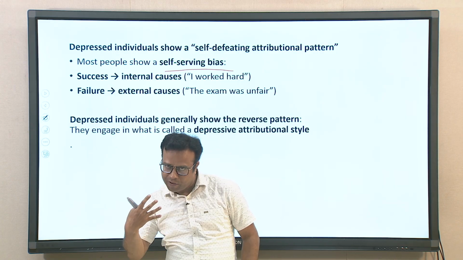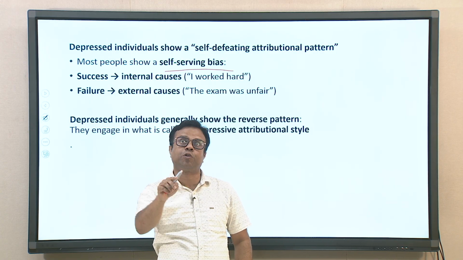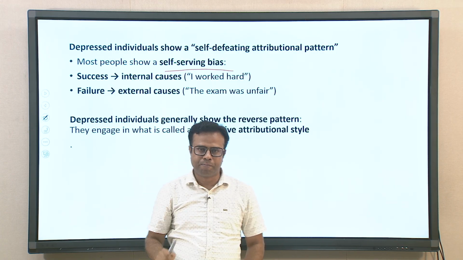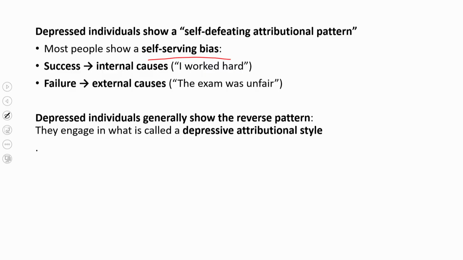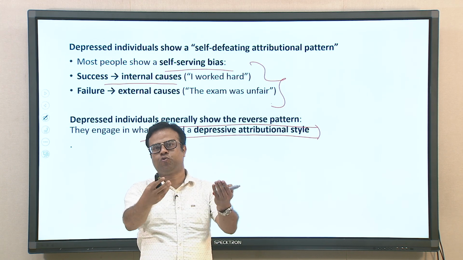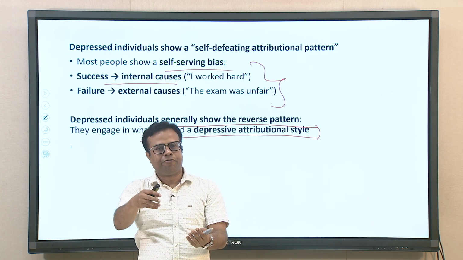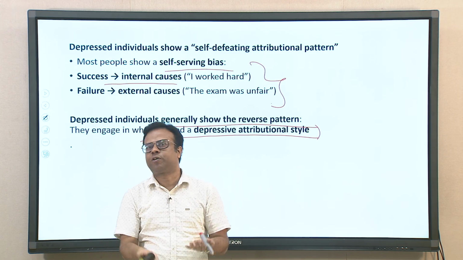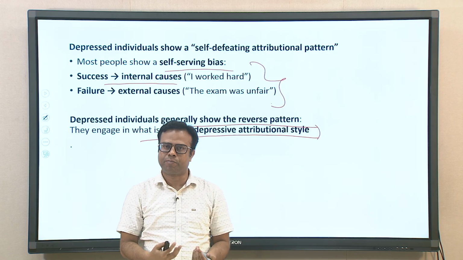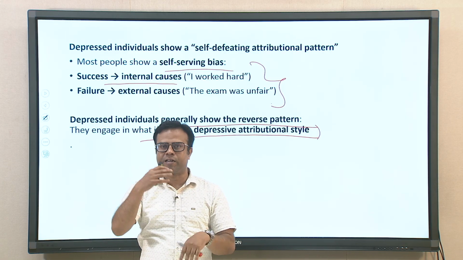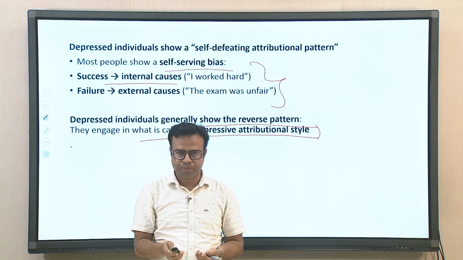So, there is a problem with the attribution, with how they find causes. Depressed individuals generally show the reverse pattern. They engage in what is called a depressive attributional style. So, they do just the opposite: success they give to external causes, failure to internal. So, I failed because I am responsible, I have done something wrong. That kind of thinking creates more depressive symptoms and so on.